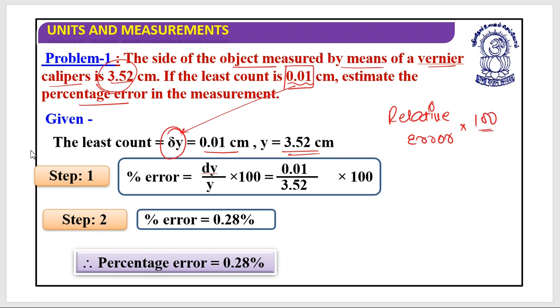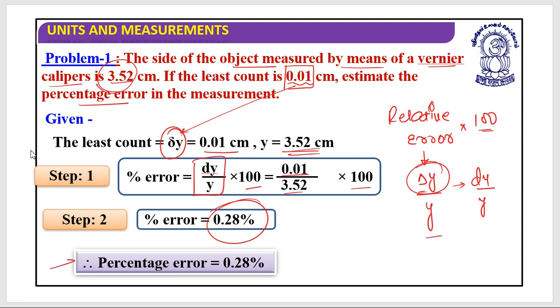Now what is relative error? If you all remember, it is delta y by y. Delta can be represented as d as well, so it's dy by y. So percentage error is delta y by y multiplied by 100. What is delta y? It's the error, 0.01. What is y? It's the true value, 3.52, multiplied by 100. When I solve this, it comes to 0.28 percent. So this is my answer.